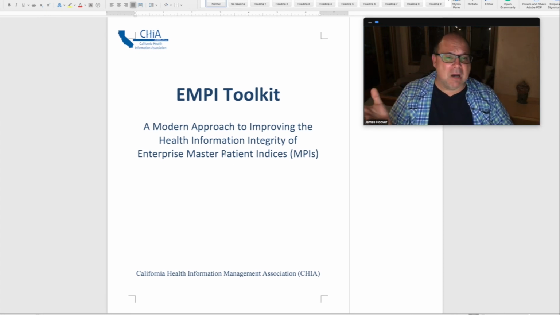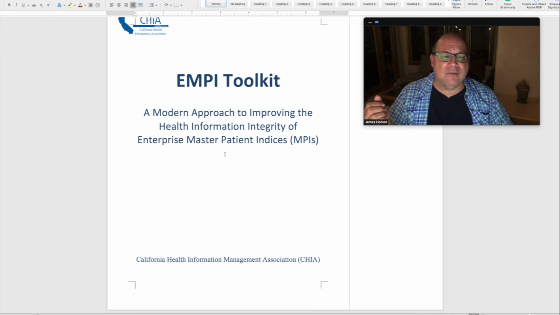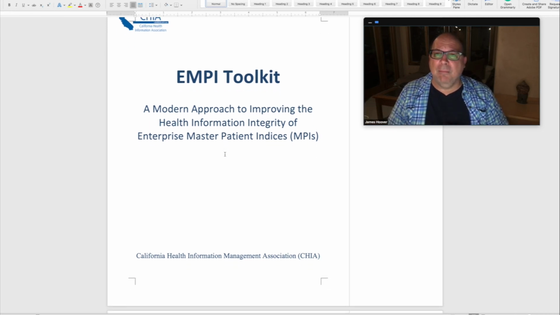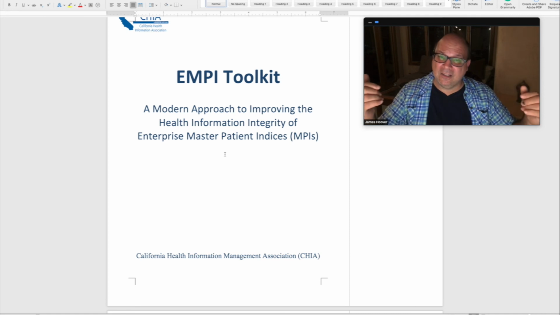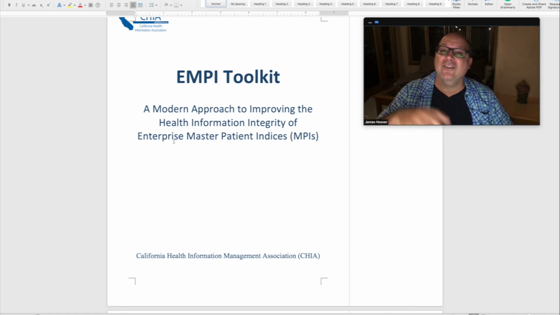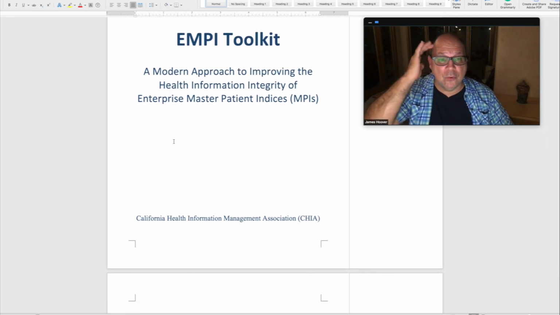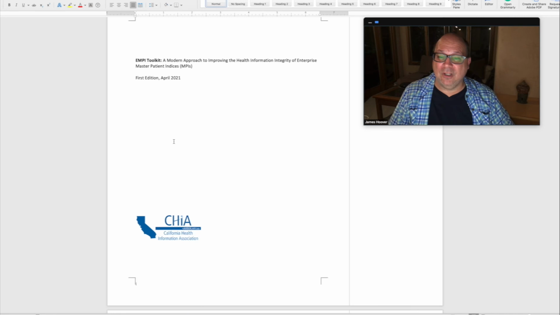I call this a modern approach to improving health information technology. It's all about stuff we collect in the field and bring to others, as well as applying some science and new approaches, new tools, new thoughts that come from outside the industry. And I think that's really, really helpful.